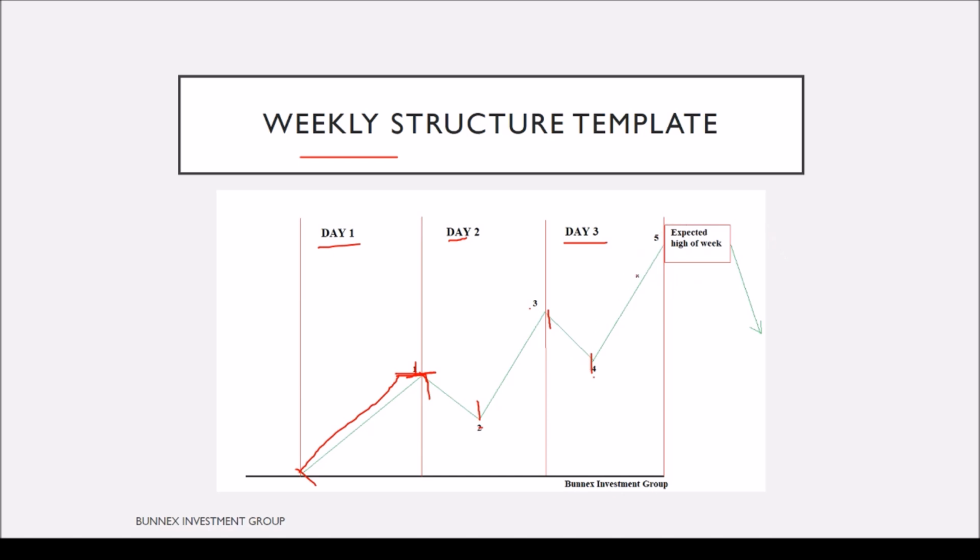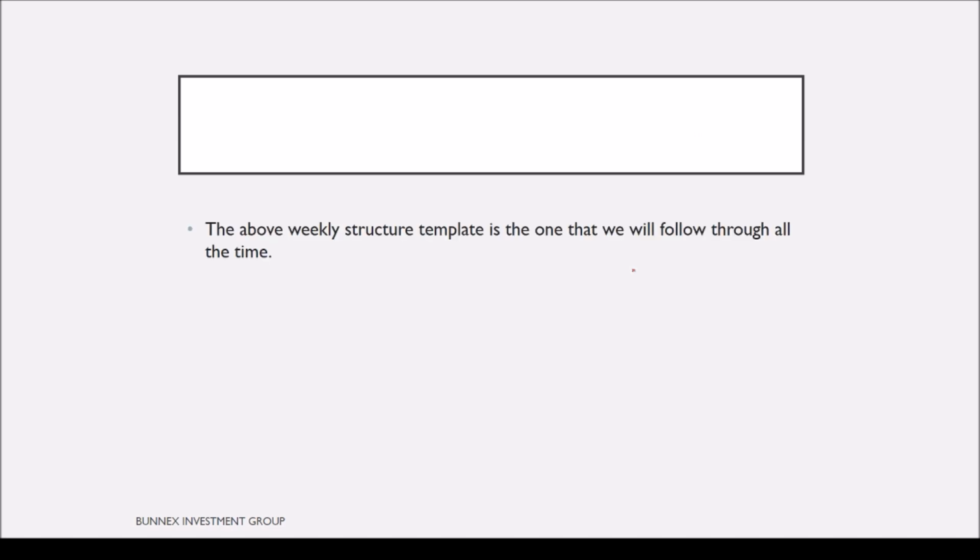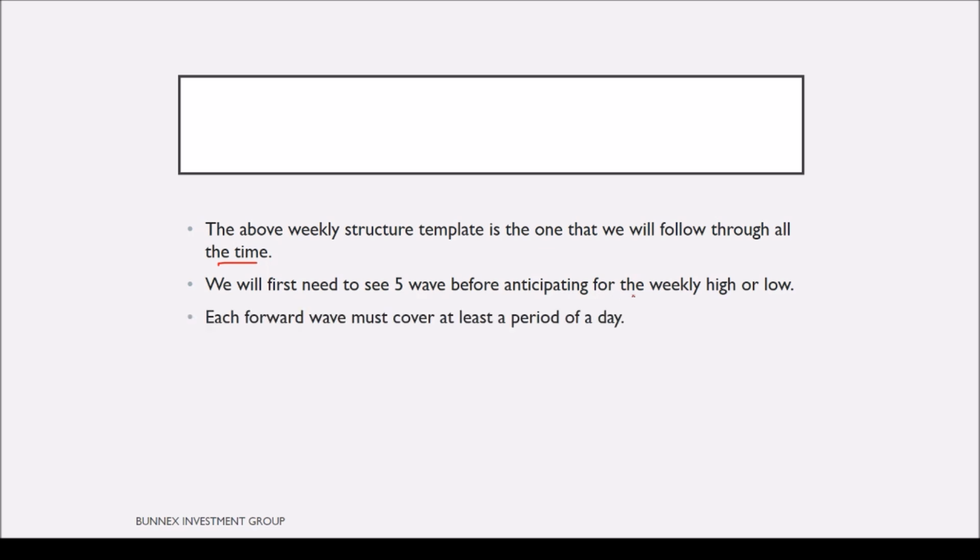Then from 4 to 5, that is where we now apply what we learned in part 1 to anticipate the high of this day in this scenario. So the above weekly structure template is the one that we will follow all the time. We'll need to see 5 waves before anticipating the weekly high or low.